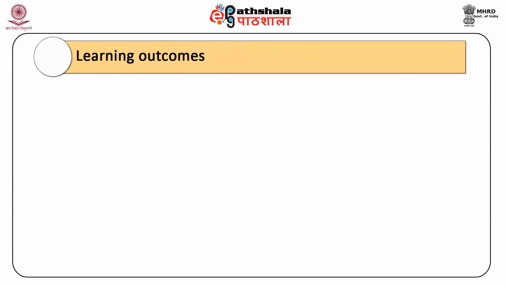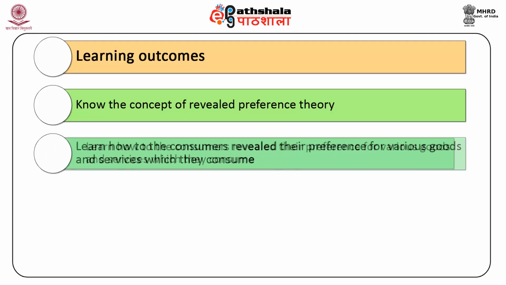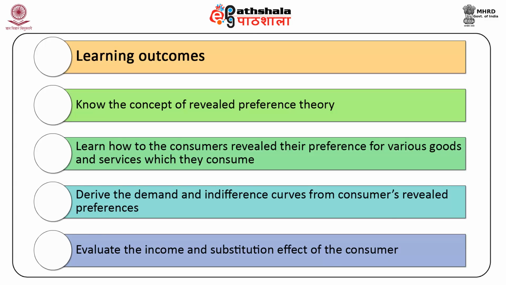After studying this module, you shall be able to know the concept of revealed preference theory, learn how the consumers revealed their preference for various goods and services which they consume, derive the demand and indifference curves from consumers' revealed preferences, and evaluate the income and substitution effect of the consumer.